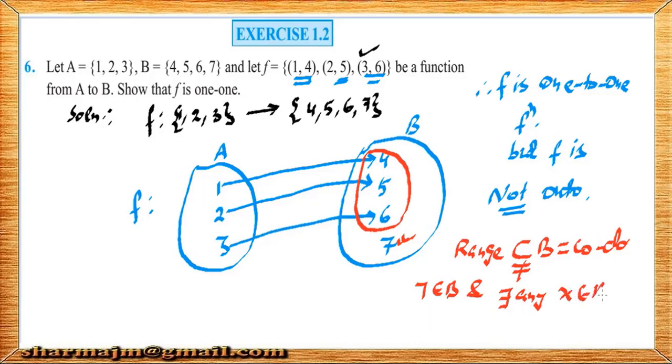x in A such that there does not exist any element in A such that f of that x is 7.